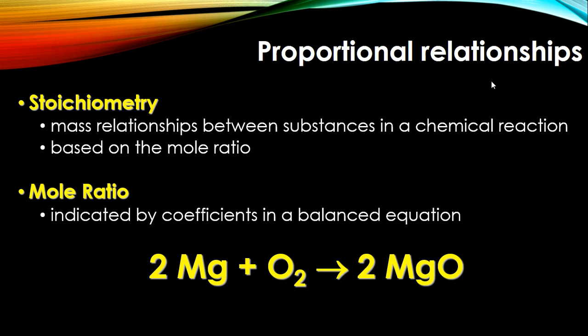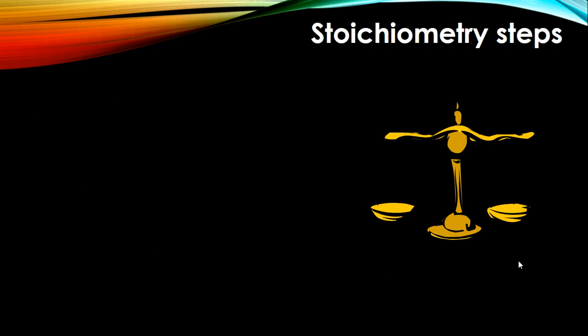Okay. So if I'm looking at the mole ratio between magnesium and oxygen, it would be 2 to 1. If I'm looking at the ratio between magnesium and magnesium oxide, it'd be 2 to 2, or since it's a ratio, you could reduce it to 1 to 1. All right? So the mole ratio is the coefficients.